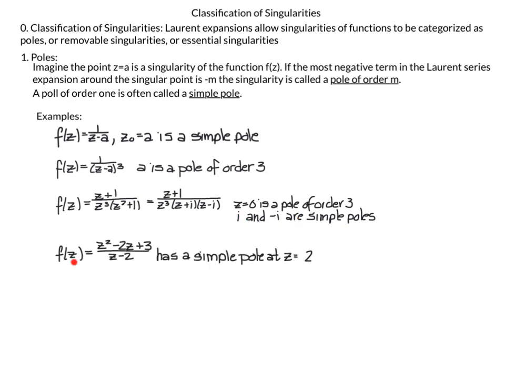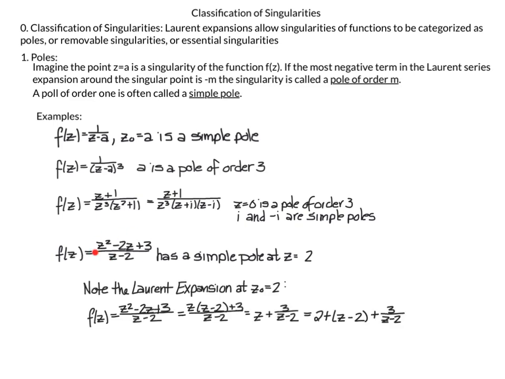Our next example is f of z equals z squared minus 2z plus 3 over z minus 2, and we do have a simple pole at z equals 2. We do want to be careful that nothing in our numerator can cancel with our denominator, so I went ahead and did the Laurent series expansion for this function at z naught equals 2.